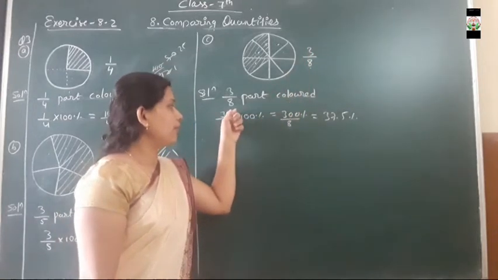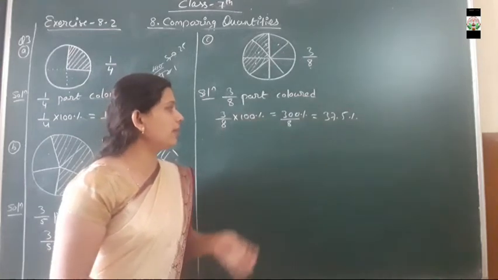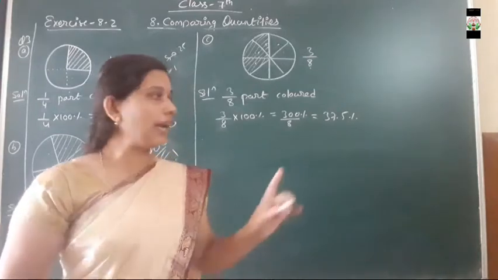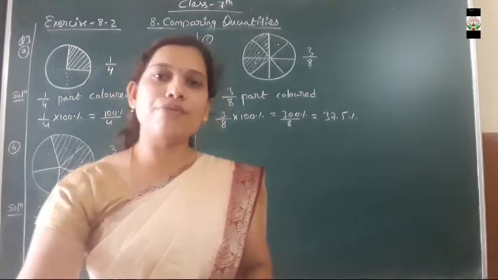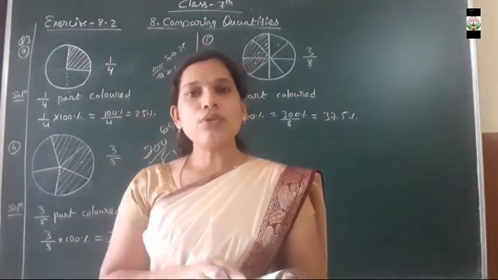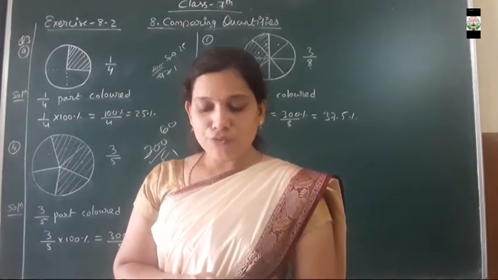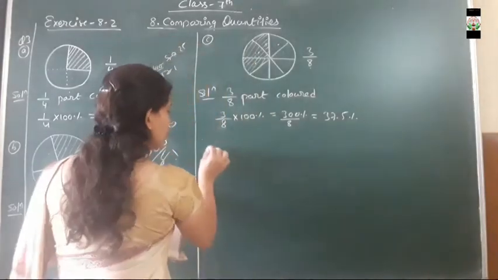Okay. Now 3 by 8, we have to convert it into the form of percent. So that will be multiplied with 100 and it will become 300 upon 8. When it is divided, the answer comes as 37.5%. So this is the required answer for question number 3. Now moving towards question number 4.